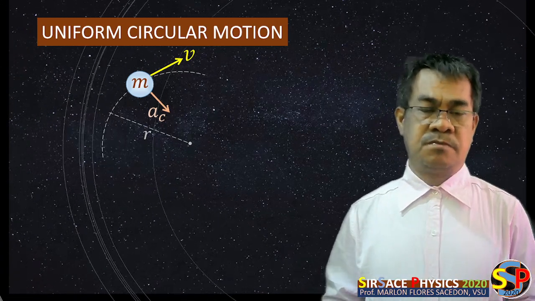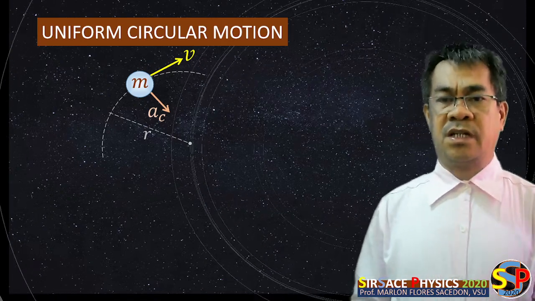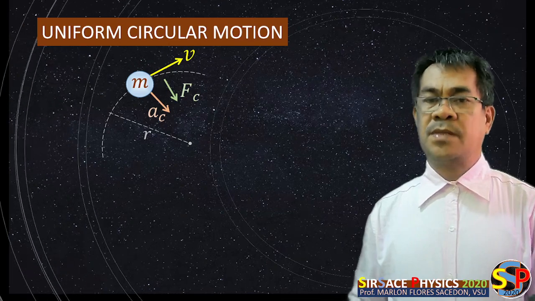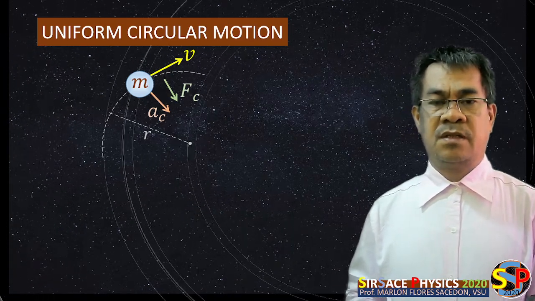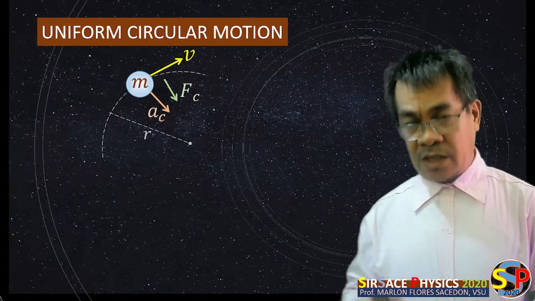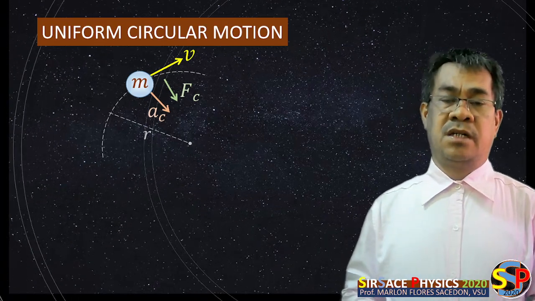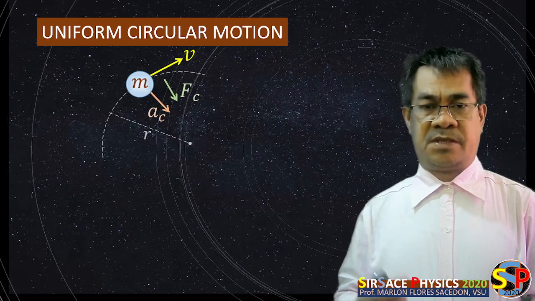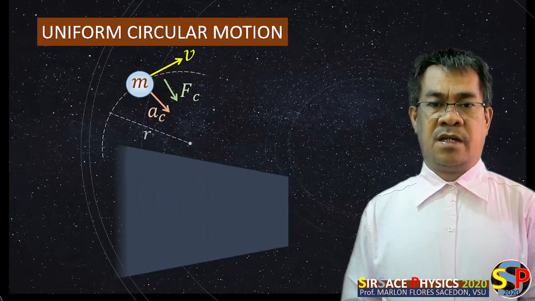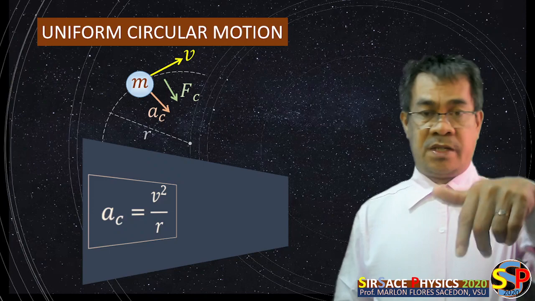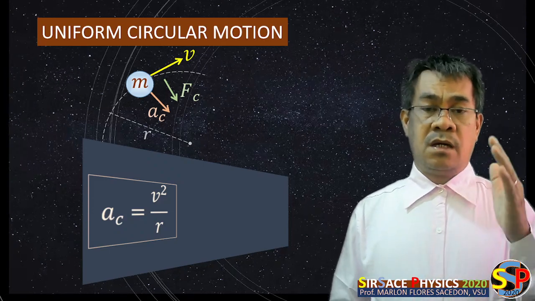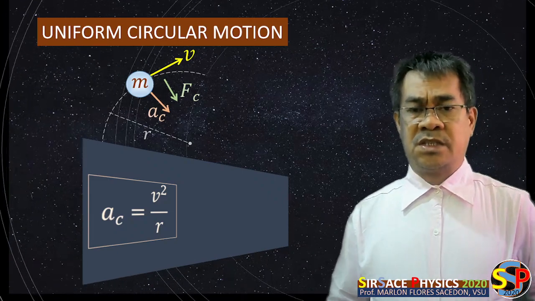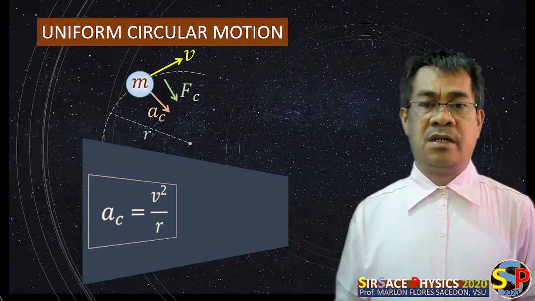Now, according to Newton's second law, if there is an acceleration, there is always a force. Because the acceleration is centripetal acceleration, a sub c, then the force should be centripetal force, which is F sub c. And in that video, I will provide the link below. The relation of the centripetal acceleration is the square of velocity divided by the radius.